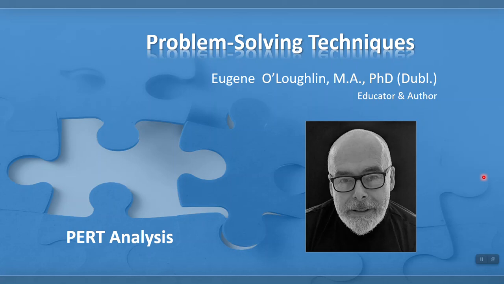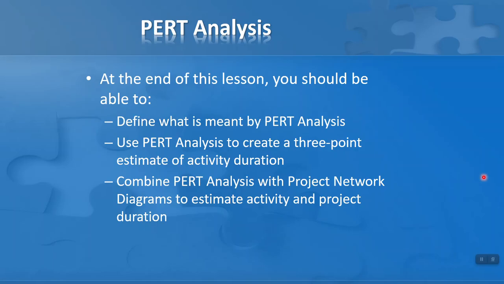In this lesson, we're going to take a look at PERT analysis. So let's take a look at our objectives for this lesson. At the end of the lesson, you should be able to, first of all, define what is meant by PERT analysis, use this analysis to create a three-point estimate of activity duration, and finally, combine PERT analysis with project network diagrams to estimate activity and project duration.